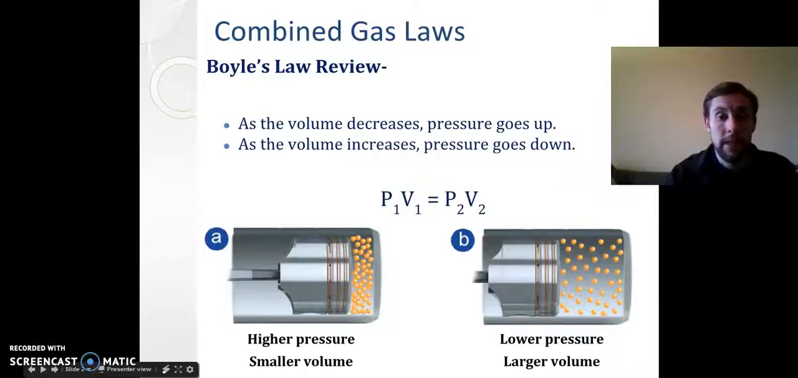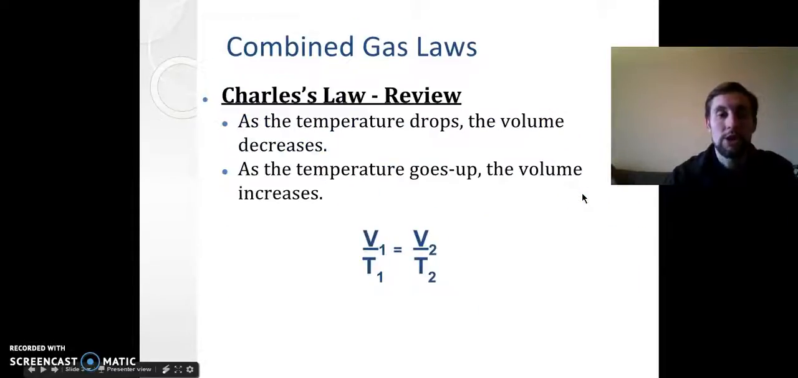Our Boyle's law review. As the volume goes down, the pressure goes up. As the volume increases, the pressure goes down. So if you look at this picture here, higher pressure, smaller volume. Lower pressure, as that piston comes out, we have a larger volume. They go in opposite ways. That's Boyle's law.